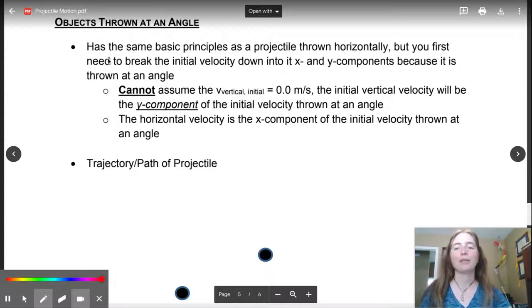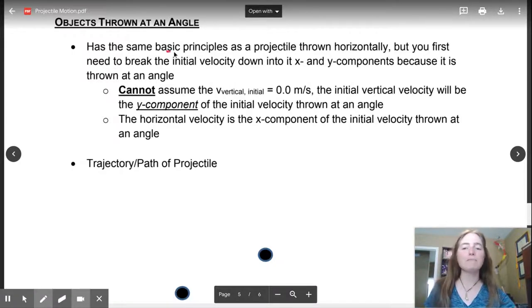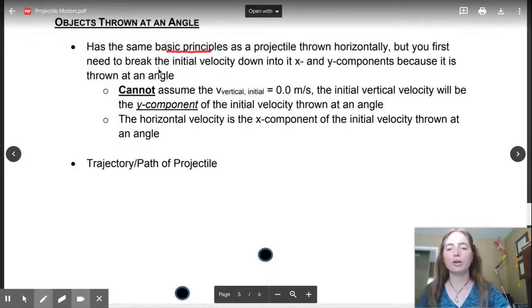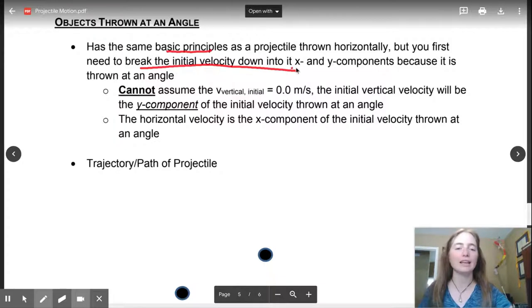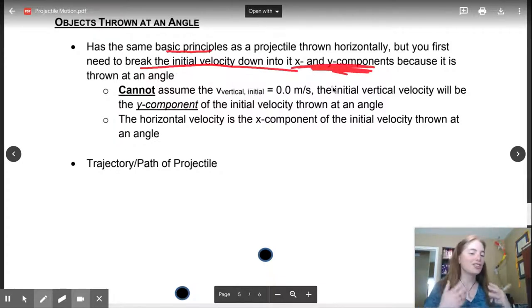So, ladies and gentlemen, when we're throwing objects at an angle, the basic principles are the same as projectile motion thrown horizontally. Things like your X and Y components. You need to break everything down into vertical and horizontal. Time is the only thing that goes back and forth. The only big difference for our purposes today is that we are going to be breaking the initial velocity into X and Y components, just like we did with our vectors that were at an angle and not perpendicular. So essentially, we've already done all of the components of this. We're just bringing it together.